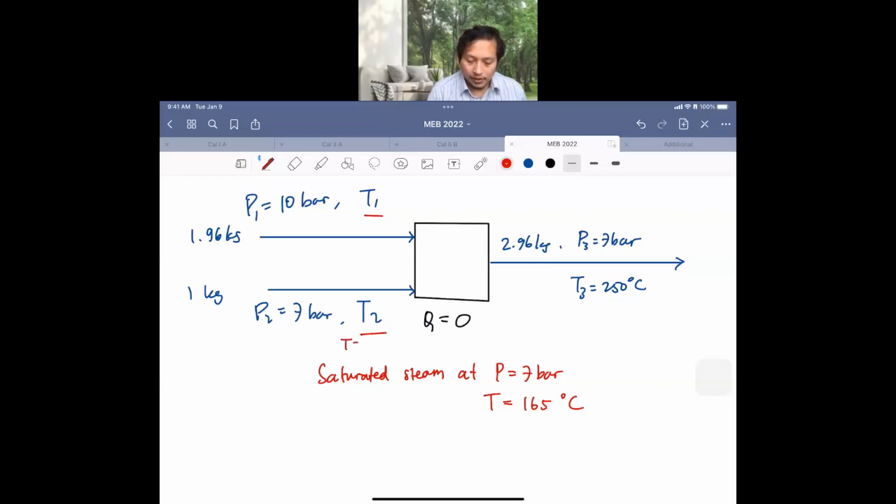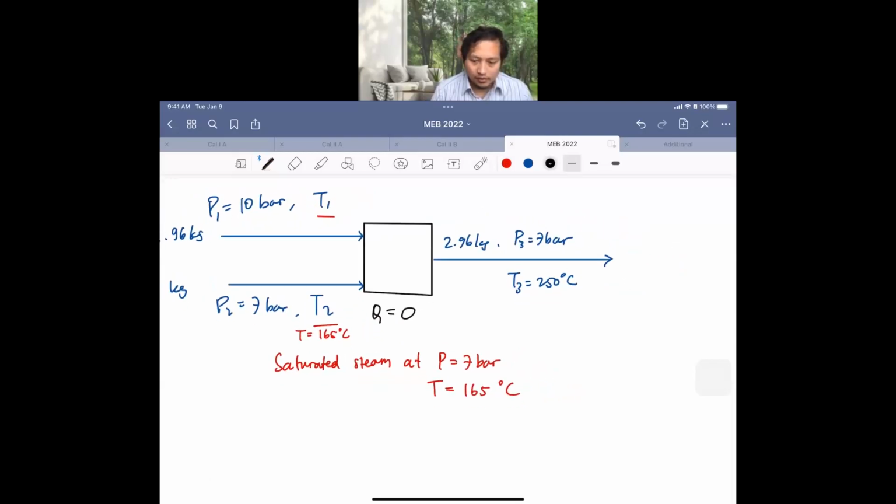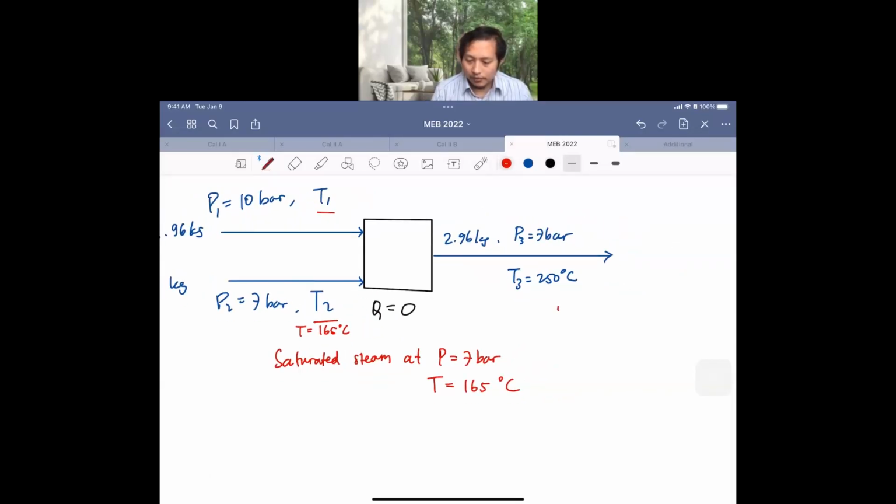So we can say that T is 165 for T2. And for the enthalpy, enthalpy can be obtained from table B6 and B7. This is also from table B6. Okay.